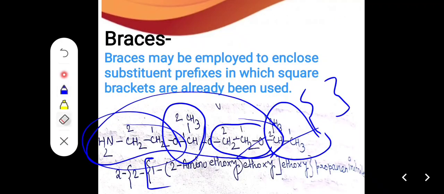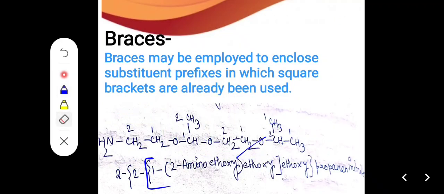Braces are used when they may be employed to enclose substituent prefixes in which square brackets are already used. If a square bracket and small brackets are already used, then we have to use braces. Indicated hydrogen: hydrogen is used as added hydrogen in an atom, represented in the suffix or prefix as a locant in the compound. So what does 4H mean? That is, at the 4 position, hydrogen is attached or added.